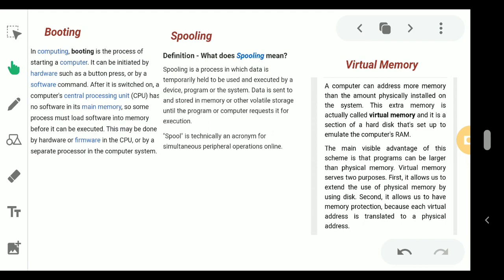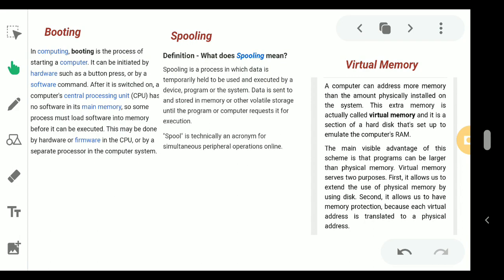So there are two types of booting. Just remember that warm booting is performed by pressing the Control, Alt and Del keys, because many times in MCQs they will ask what the shortcut key for warm booting is, or they will give you key combinations and ask which one is used for warm booting. This kind of question comes from here.